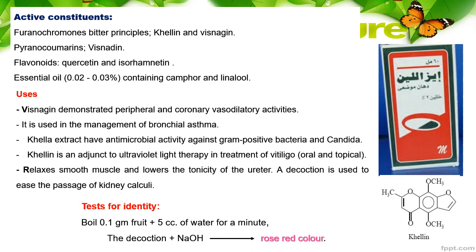Also khellin relaxes smooth muscle, lowering the tonicity of the ureter. So a decoction of Khella is used to ease the passage of renal calculi. Test for identity: boiling fruit powder with water, then adding sodium hydroxide to the decoction will give a rose red color due to khellin. Also when treating the powder with potassium hydroxide or sodium hydroxide pellets, the rose red color will appear.